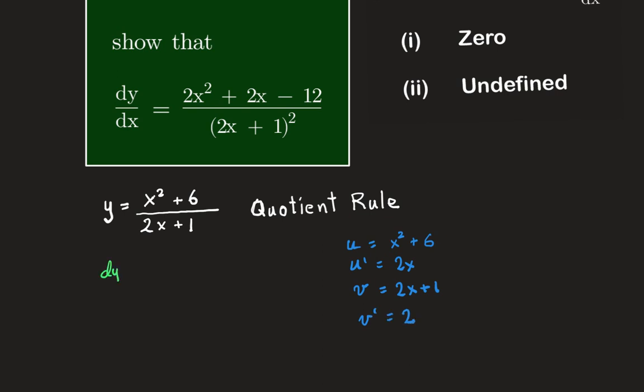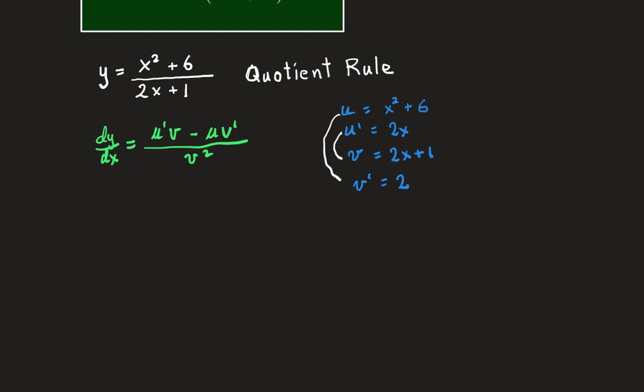And the formula for dy dx, for the quotient rule, needs to be u dash v minus uv dash over v squared. These two terms will be multiplied and these two terms will be multiplied. So we will get 2x multiplied by 2x plus 1, take away x squared plus 6, and it's important that you put this into the brackets, multiplied by 2, and we divide it by 2x plus 1, which needs to be all squared.